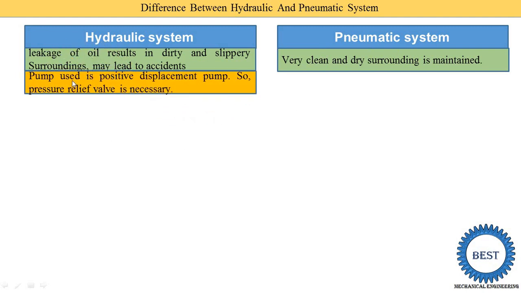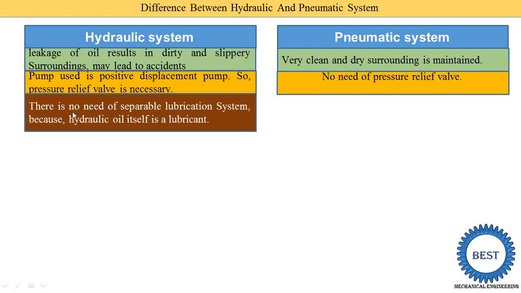In a hydraulic system, the pump used is a positive displacement pump, so a pressure relief valve is necessary. During the working or general layout of the hydraulic system we see that a pump is used. With the pump, to control the pressure we need the pressure relief valve. In a pneumatic system there is no need of a pressure relief valve.